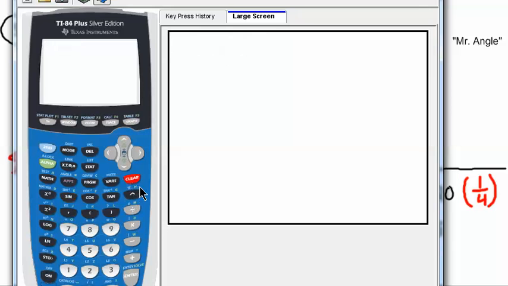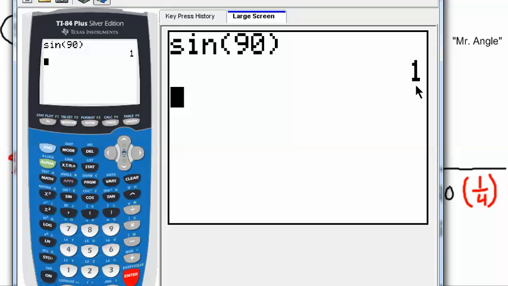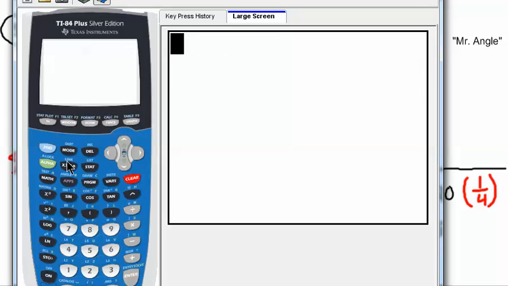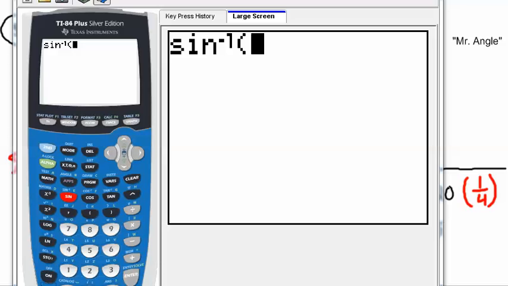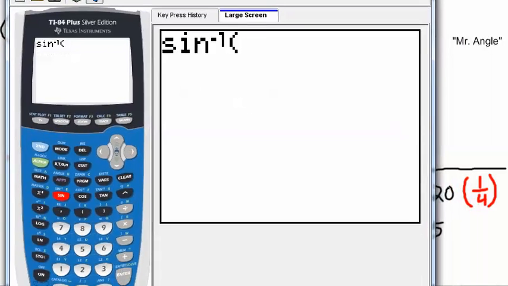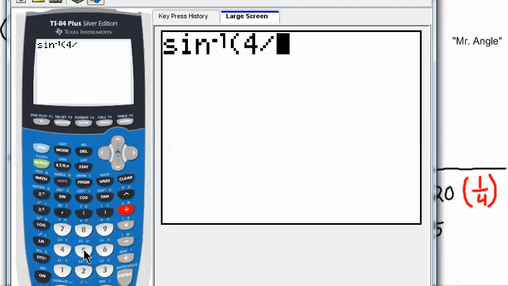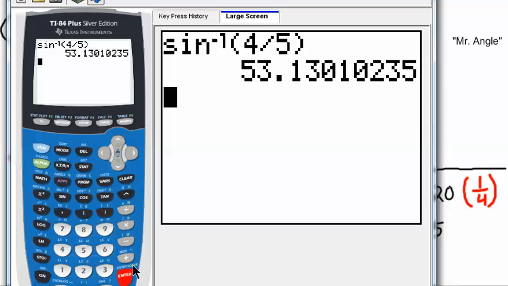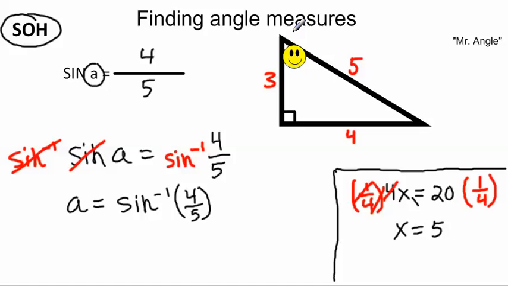Oh, hey, before we do that, let's make sure we're in degree mode. Little trick to see that really quick: put in sine of 90, and if we get a 1, we're in degree mode. Yep. So our calculation that we wanted was inverse sine of 4/5. Hit the enter button, and there we go. That is our degree measure, 53.13 degrees, rounding to the nearest hundredth of a degree. And that's approximate, not exact.